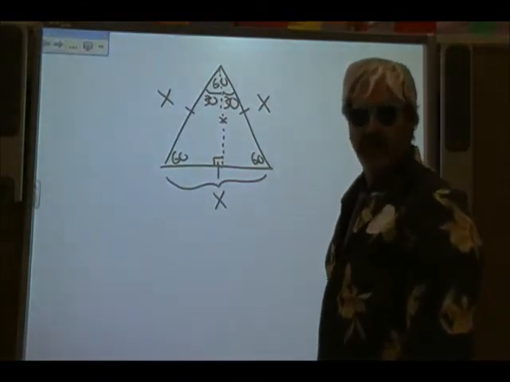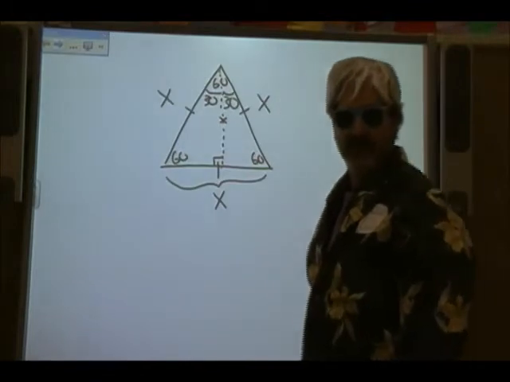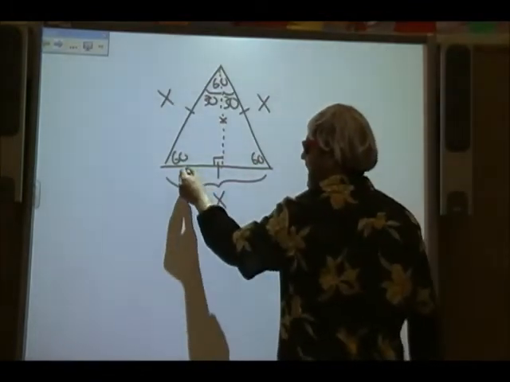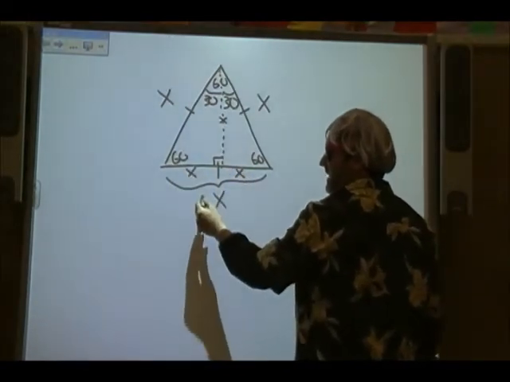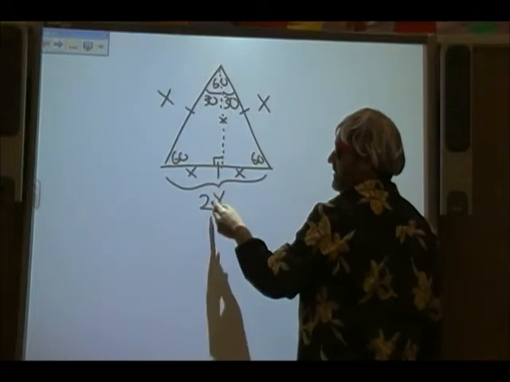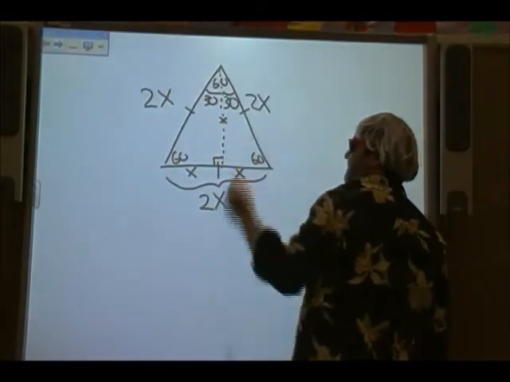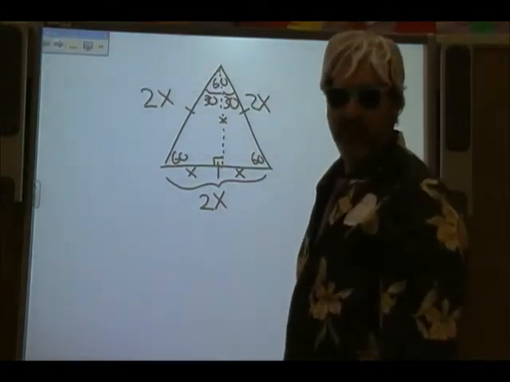But we don't want to use half because most students don't like fractions. They're afraid of fractions. So if I want to make this x instead, and then this has to be x, then this has to be 2x. And if this is 2x, then this is 2x, and then this is 2x to keep it equilateral. Now we've just gotten rid of our fraction.